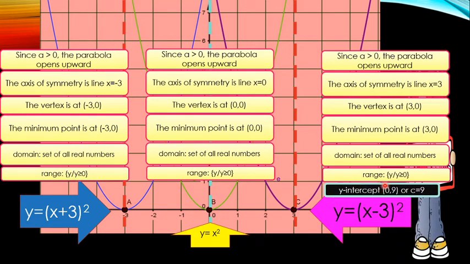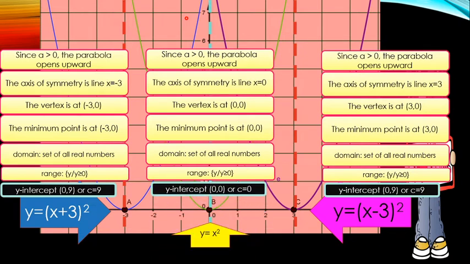So, the y-intercept is (0, 9), or c, the constant, which is 9. It can't be seen here because our graph is cut off. So, we have here (0, 9), or the constant, which is 9. And we have (0, 0), or 0. Remember, the y-intercept is the point that touches the y-axis.